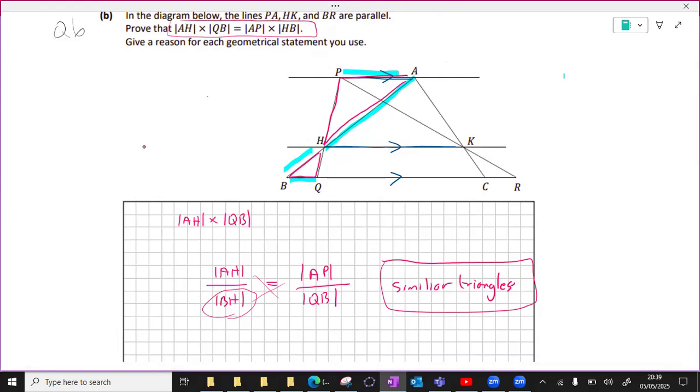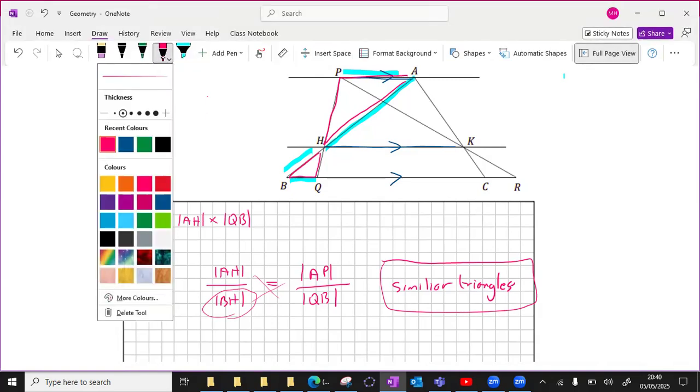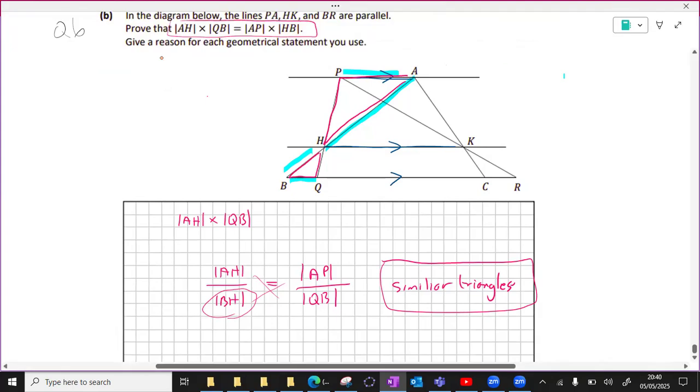Because if you pick AH, we'll mark in the angles now, but if you pick AH, you'd have to pick something in the other triangle that corresponds to it. So let's mark in the angles and it'll be easier for you to understand. So, for example, here we have vertically opposite angles. So we know that they're definitely the same.